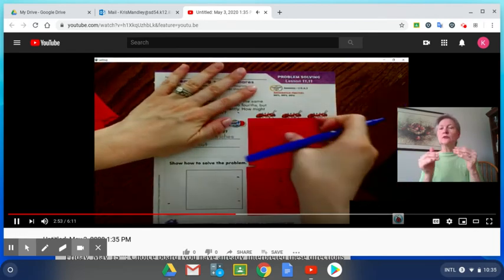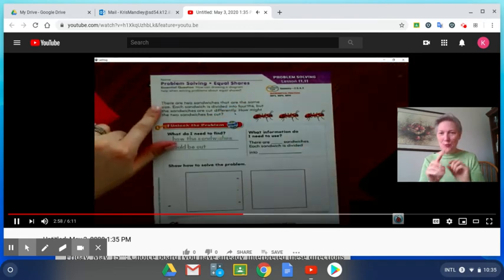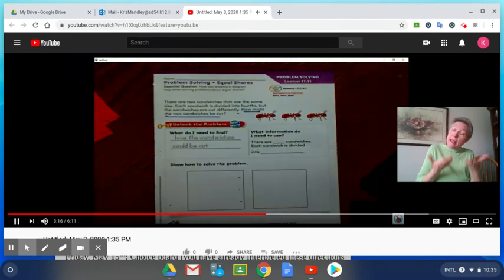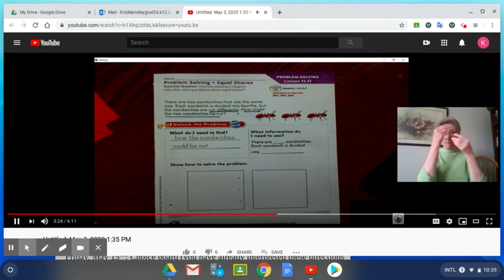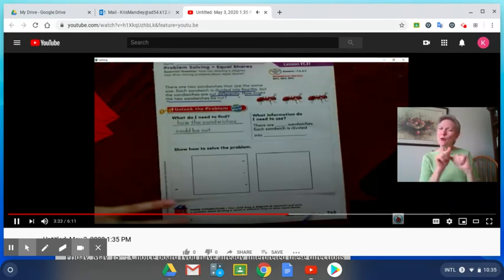So let's go ahead and explore our first problem. Okay, I'm going to start right here. There are 2 sandwiches that are the same size. Each sandwich is divided into fourths, but the sandwiches are cut differently. How might the 2 sandwiches be cut? So it's telling me how might the 2 sandwiches be cut, okay? But I also know that they're divided differently or cut differently. So my important information that I'm learning here is that we're dividing them into fourths, they're cut differently, and how could that look?